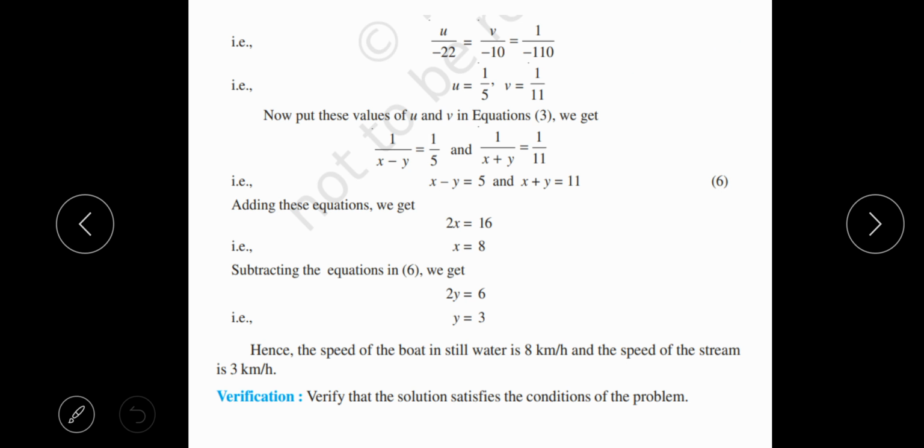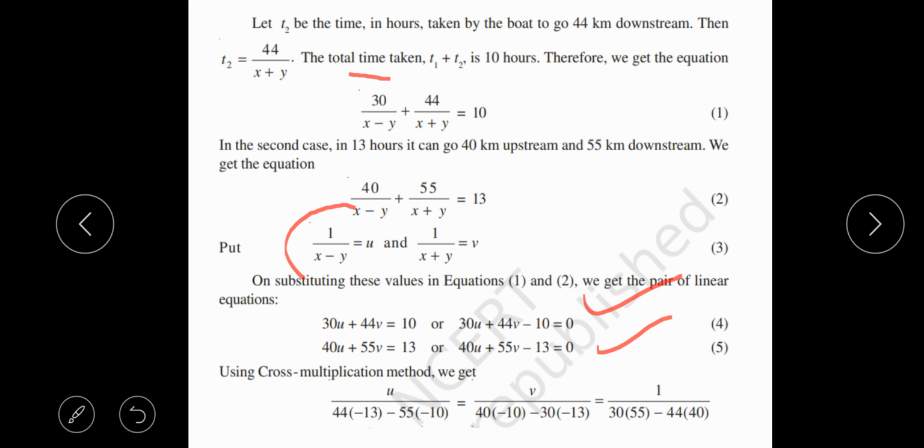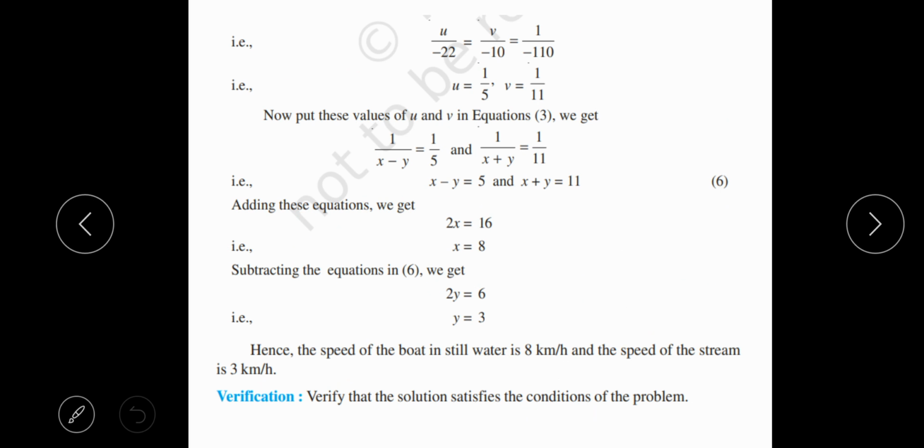Now put the value of u and v in equation third. Here equation third, this is your equation third. In this one equation we have to put the value of u and v. Then you will get 1 upon x minus y is equal to 1 upon 5, and 1 upon x plus y is equal to 1 upon 11.